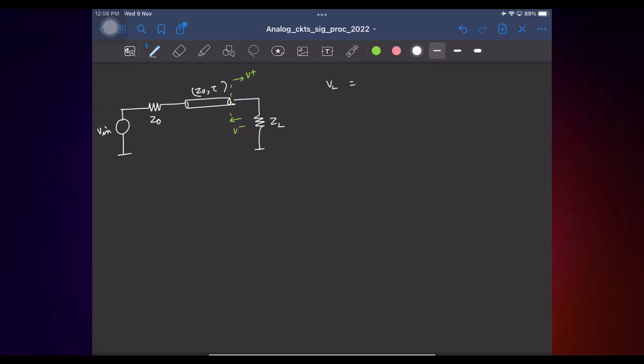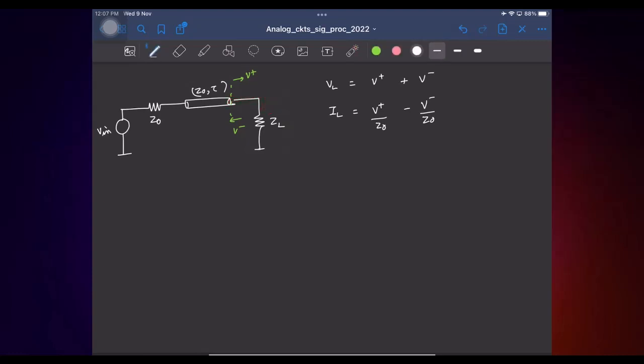What is the total voltage across the load? V plus plus V minus. What is the total current flowing into the load? You know the transmission line, right? At the end of the line, whatever the current is, the same current has to flow. What is that current? V plus by Z0, minus V minus by Z0, right? This is the current at this end of the line. The same current is going into the load.